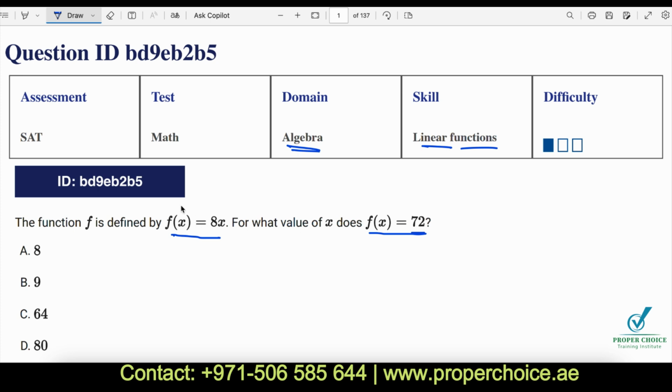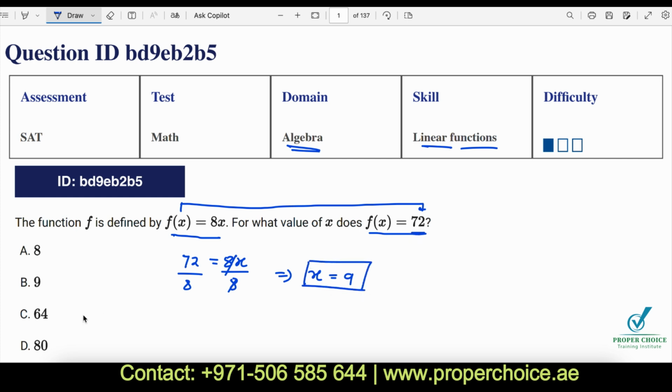Now what are you supposed to do? Simply replace f of x by 72 and set it equal to 8x. Divide on either side by 8. What value of x are you gonna get? 72 divided by 8, which is gonna be 9. So f of x equals 72 for the value of x equal to 9. So we should go with option B.